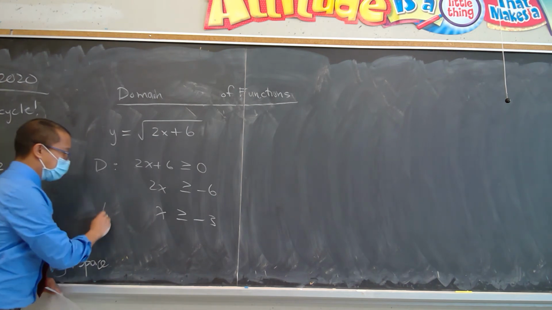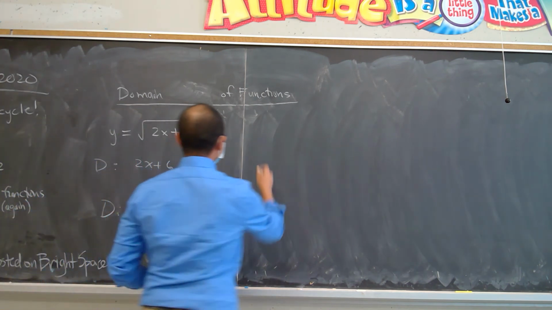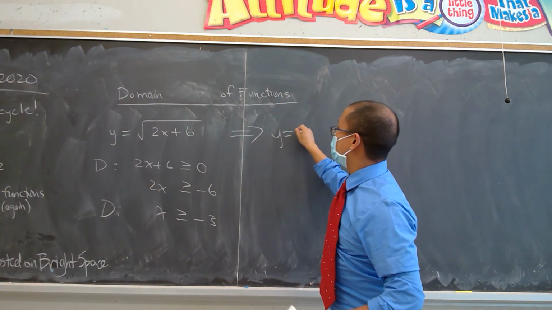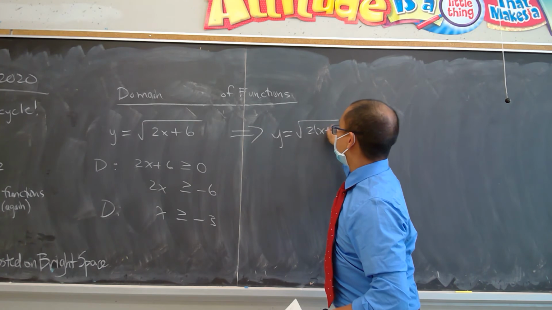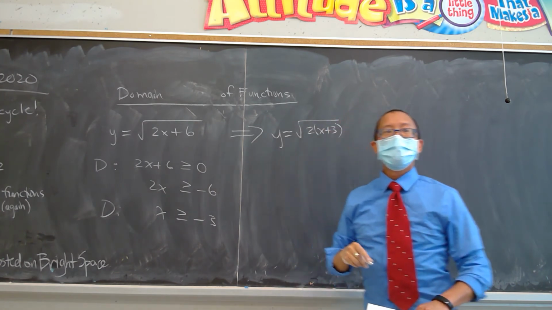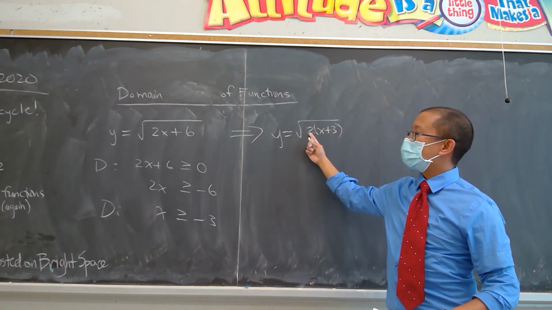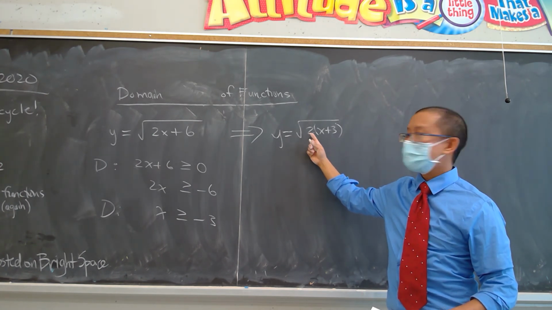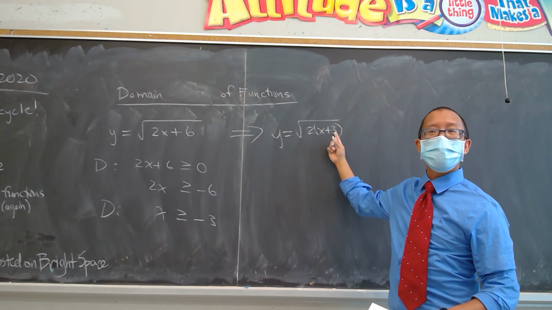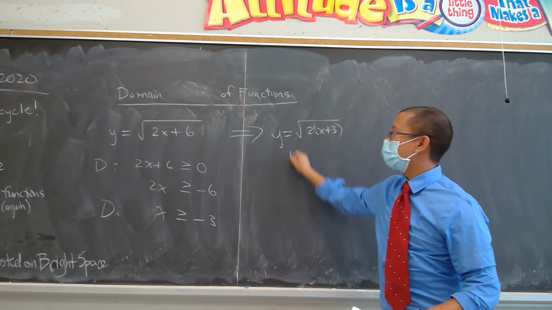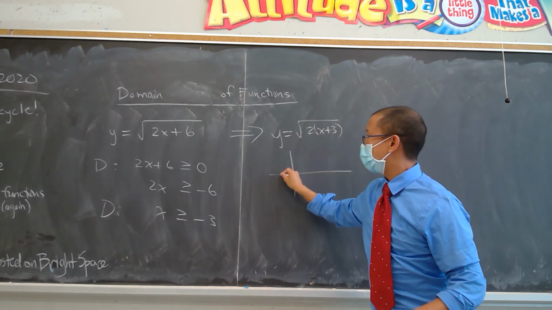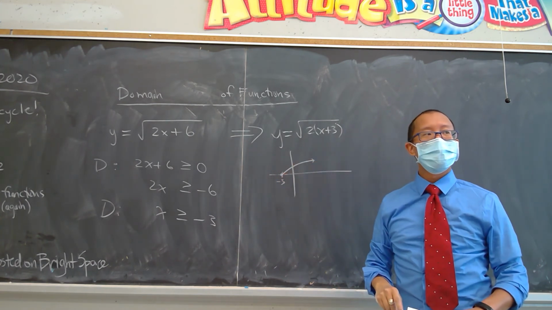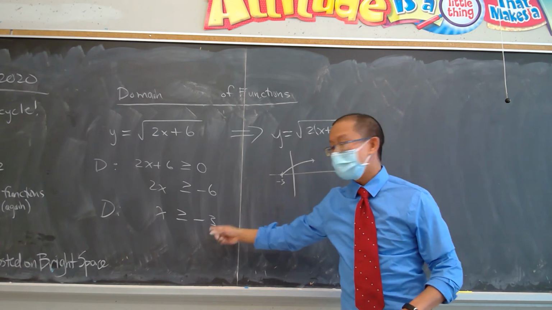And that's the domain. Of course, a lot of you know from our unit, if we were to do it this way, it's a horizontal compression by a factor of a half, and a horizontal shift 3 units left. So it's going to look something like this, starting at -3, correct? And that's the domain. And notice how I'm writing it, it's going towards the right.